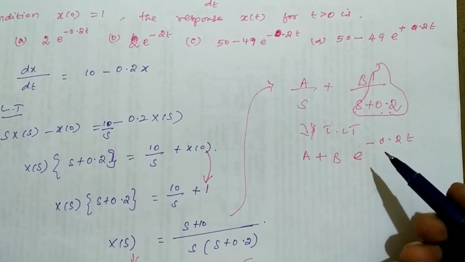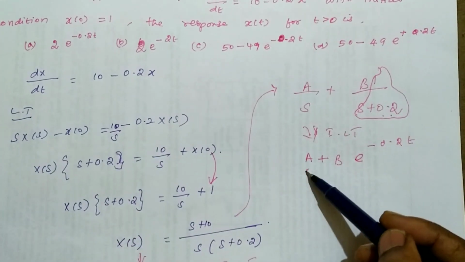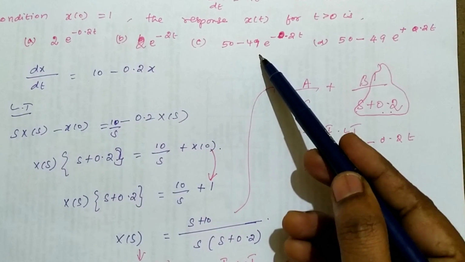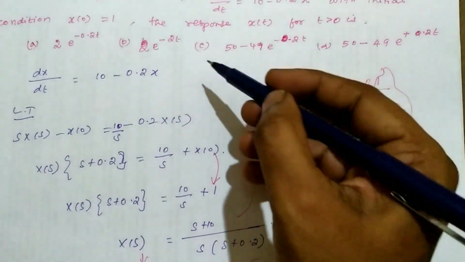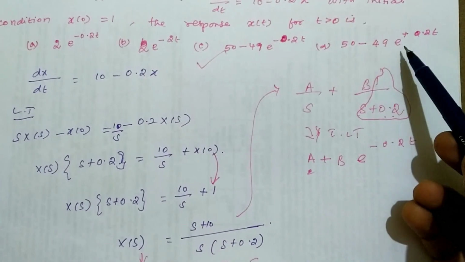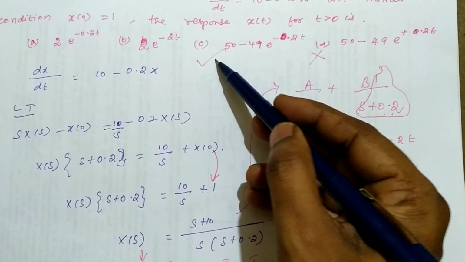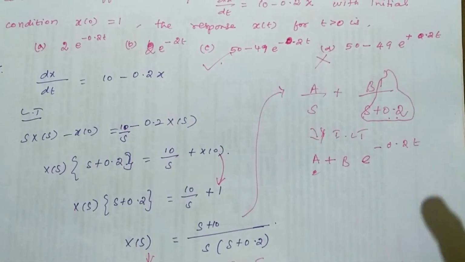See the choices. This is not the case. Here A is missing, here also A is missing, but here A and B are present. The exponential term is minus, so this is the answer. But here the exponential term is plus, so this may not be the answer. So this is the correct answer. No need to solve to find the values of A and B. That's all.